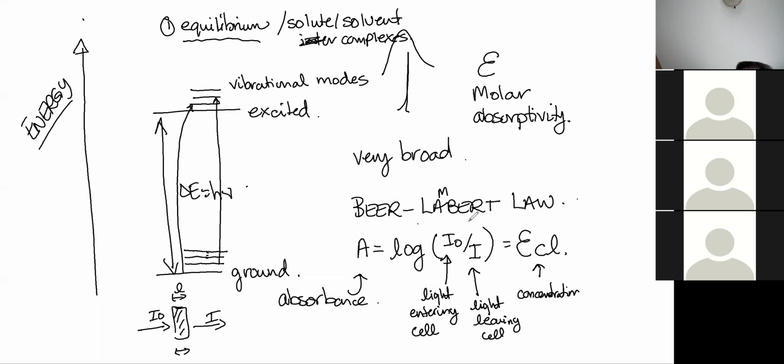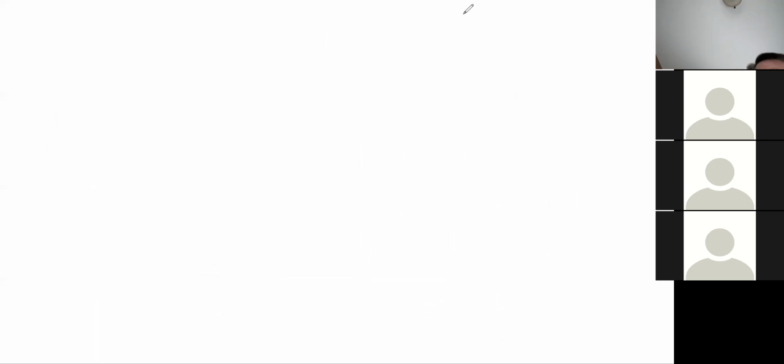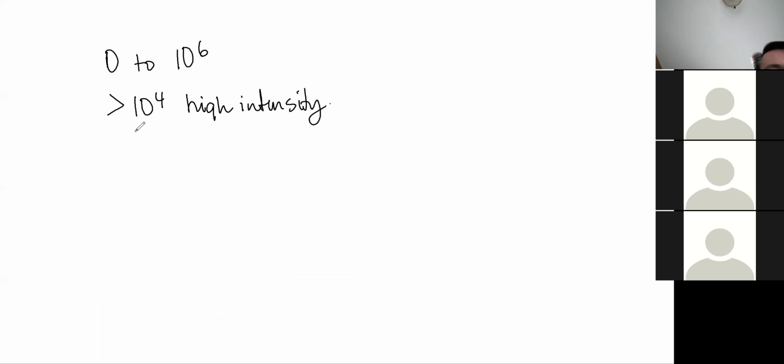So the range of absorptivity can be basically 0 to 10 to the 6th. Anything greater than 10 to the 4, we would call high intensity. And anything less than 10 to the 3 we would call low intensity. Forbidden transitions would be in the low intensity range, like 0 to 1,000 or whatever it would be.